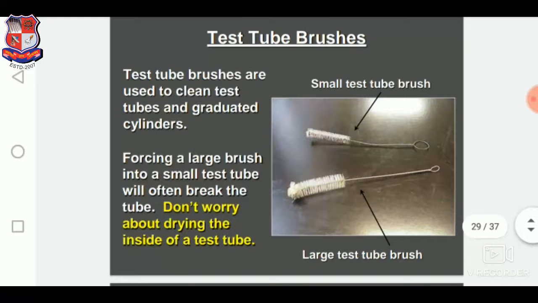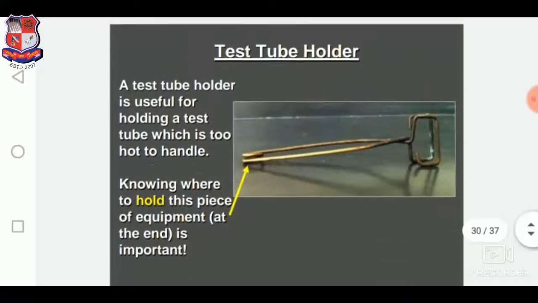Test tube brushes, which come in small sizes and large sizes. Test tube brushes are used to clean test tubes and glass graduated cylinders. Forcing a large brush into a small test tube will often break the tube. Don't worry about drying the inside of the test tube. Generally, these are the cleaning tools for adequate cleaning of narrow-ended tubes like test tubes and graduated cylinders.